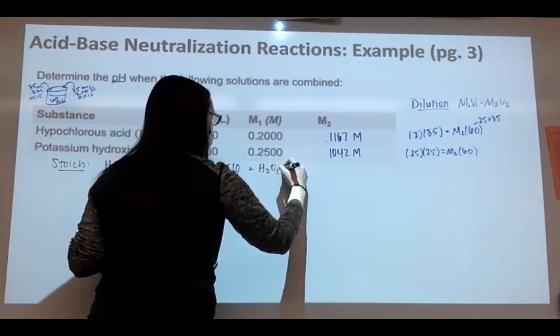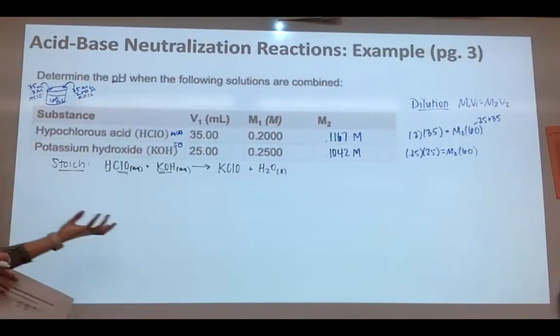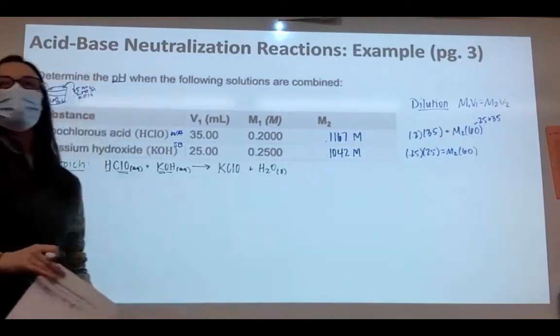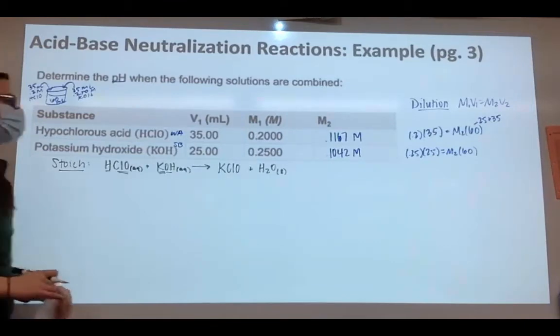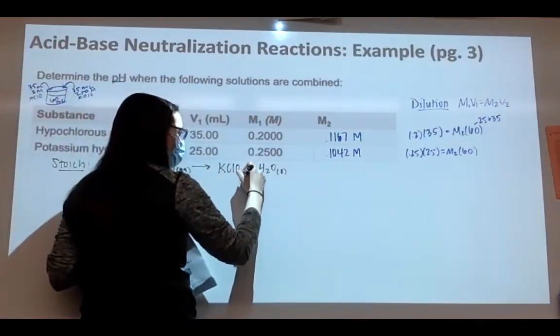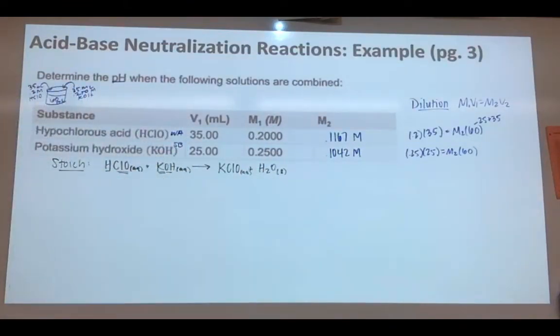Now I know that water is a liquid. KClO is ionic, a metal and a polyatomic, a cation and an anion. Because it has potassium, it's a soluble salt. It dissolves in water. If it has potassium, nitrate, ammonium, or sodium in it, it dissolves in water.